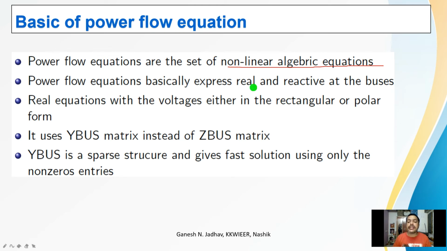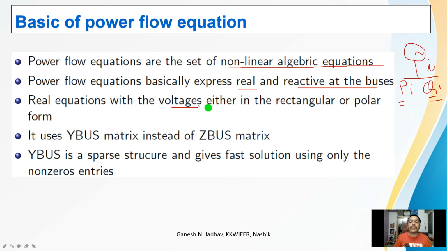Then power flow equations are basically expressed in real and reactive power at each bus. Suppose this is bus number I. It may be a generator bus or a load bus. At this bus number I, the active power injected and the reactive power injected are going to be calculated, that is PI and QI. So for each bus we have an equation of PI and an equation of QI. It is nothing but the power flow equation.